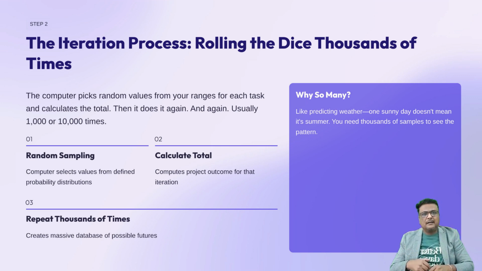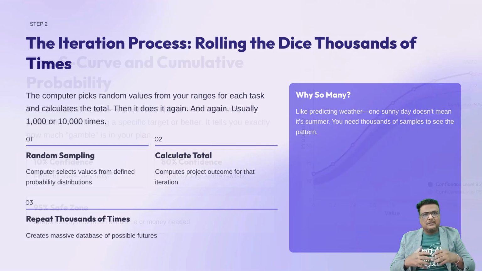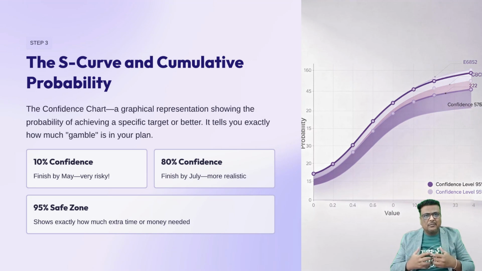But here is the catch. How do we make sense of all those thousands of different results? That brings us right into our next step, the S-curve and cumulative probability. This brings us to the S-curve and cumulative probability.